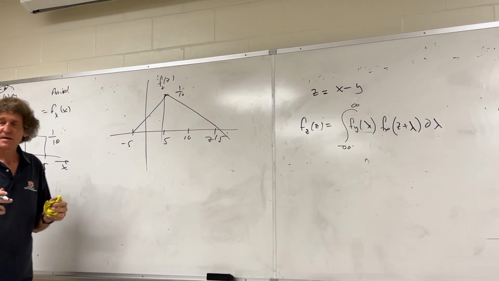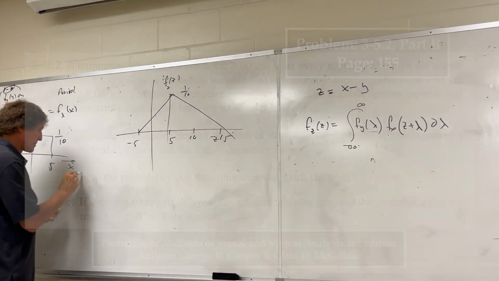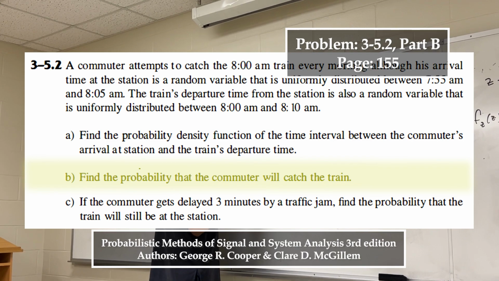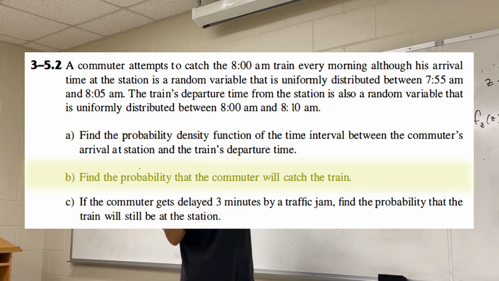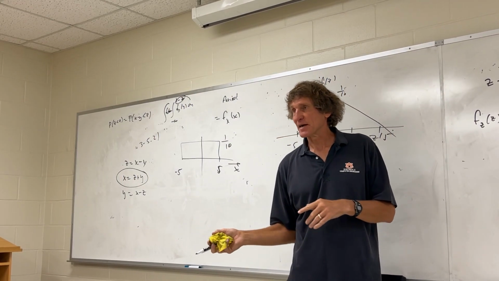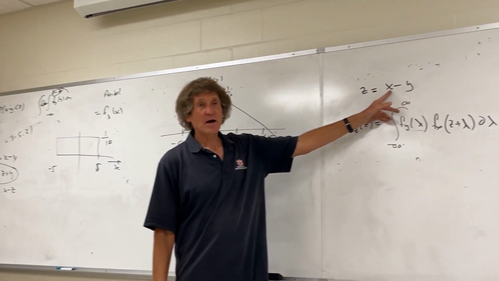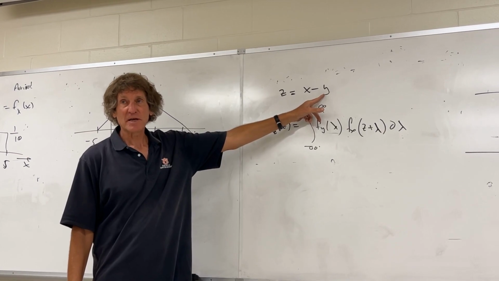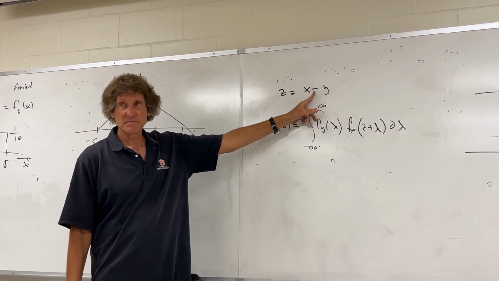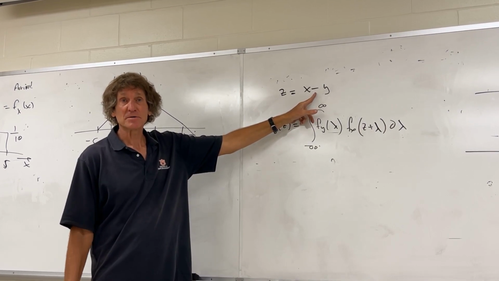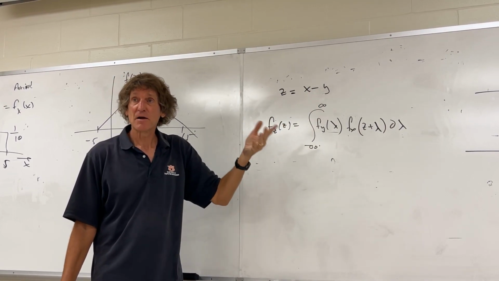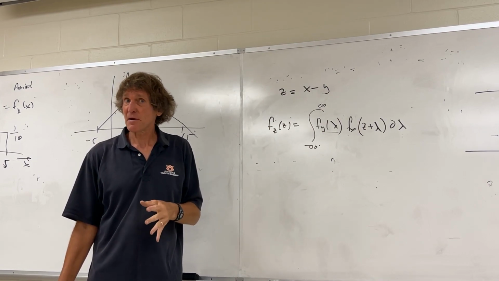And now what does he ask for, sir? He wants the probability that you will catch the train. Okay, so here's what he's going to say, because I did this problem last night. We define the time of arrival minus time of departure. Well, anytime that's positive, you catch the train. Do you follow me? If you arrive before the train departs, it means x is greater than y, or that's greater than 0. Does that make sense to everybody?